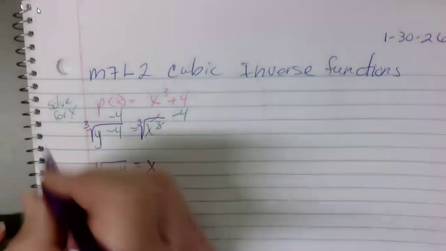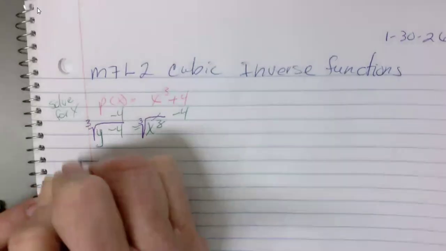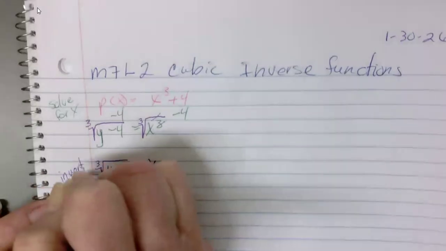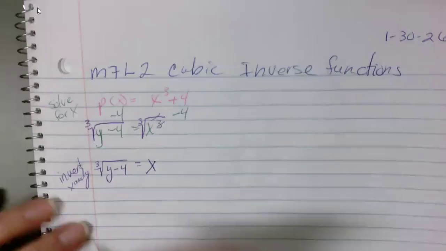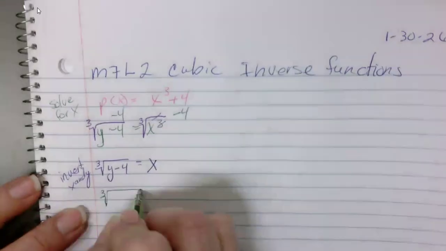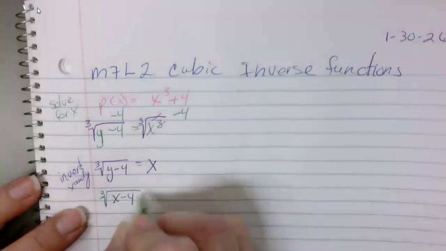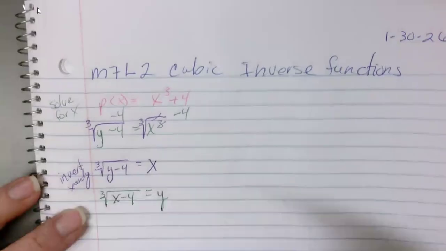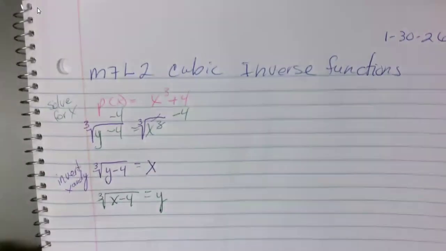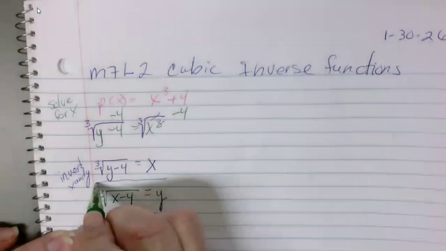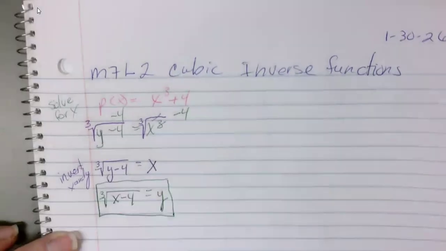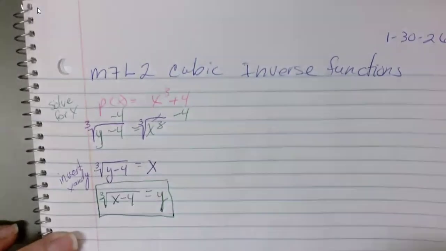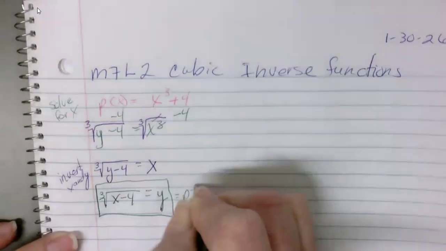Then we need to invert, right? Trade our x and y. So we're going to get the cube root of x minus 4 equals y. And that is the part that will go into our box, because this equals the inverse of p of x.